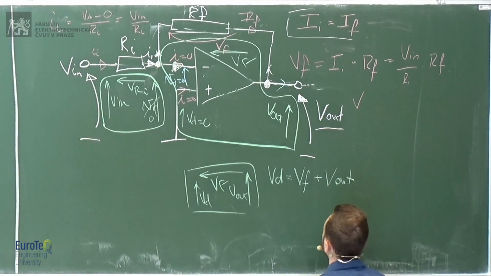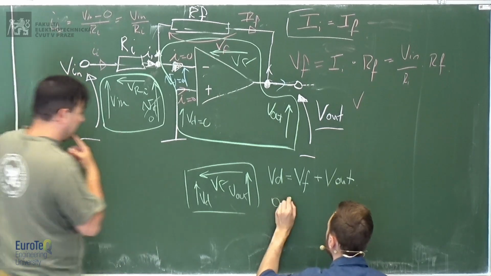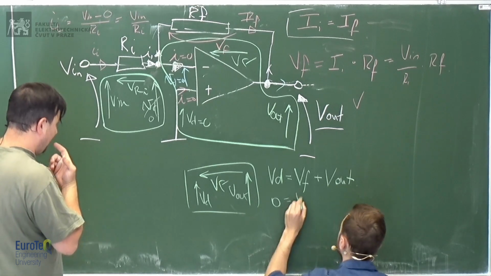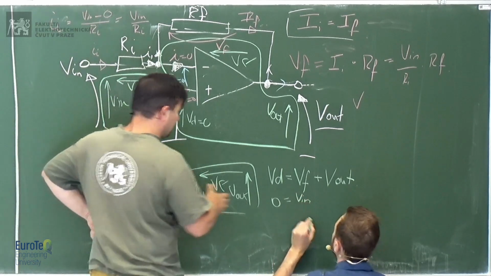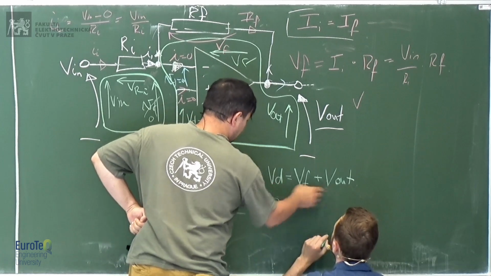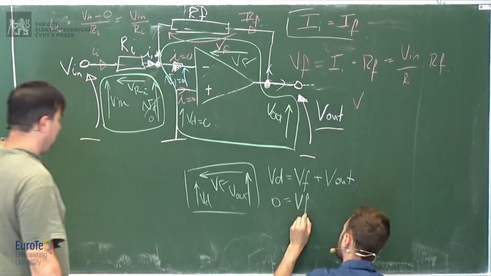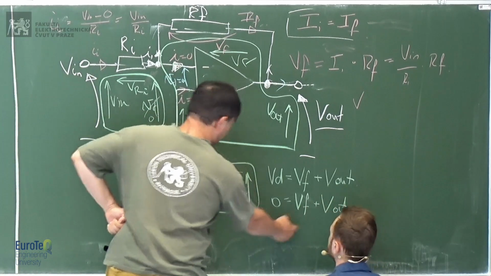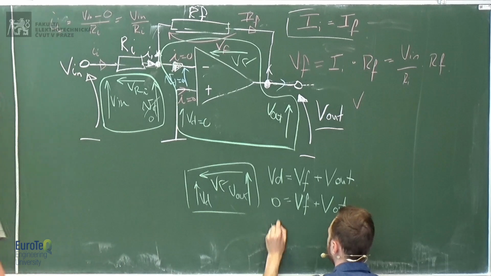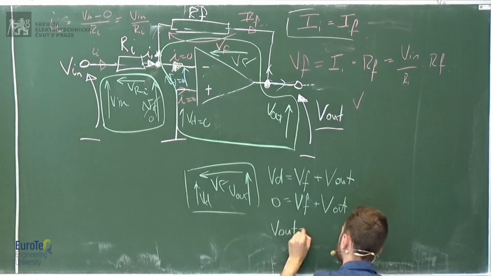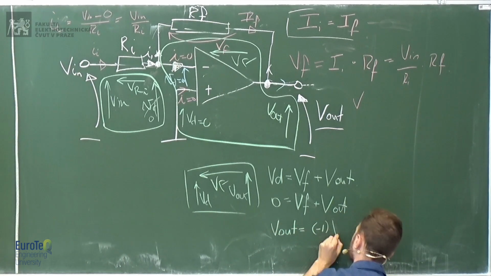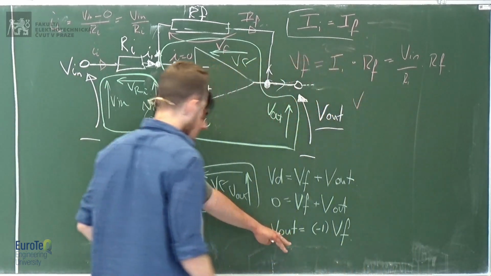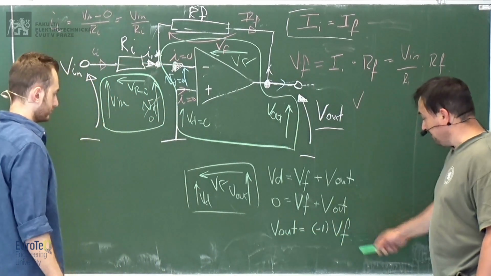But VD is? Just write VD equal to VF plus V out, which means that V out is equal to negative VF. So now we have that V out is negative VF.